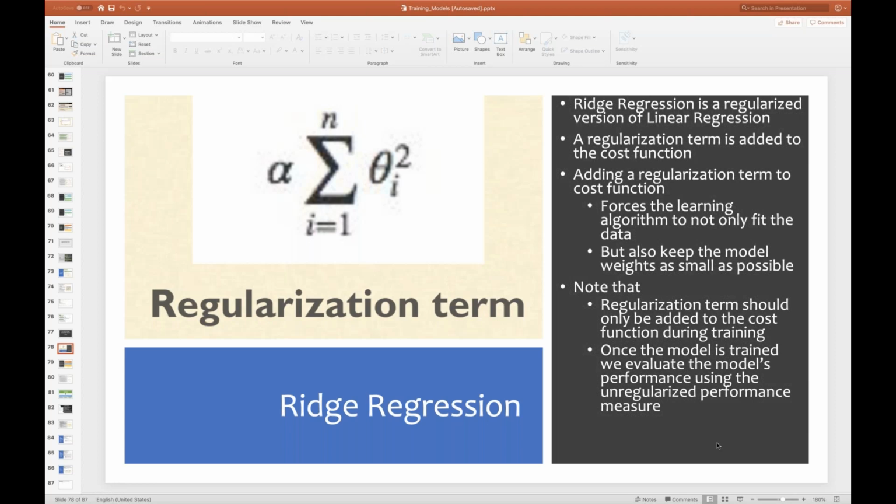When the weights are small, the errors will be small. When errors are small, you will have the best prediction. That is the beauty of ridge regression. So regularization must only be used when you are at the training phase. Once your model is already trained and you are evaluating, you should evaluate using the non-regularized performance measure. That's all I want to highlight here. Perfect. Go to slide 79 now.